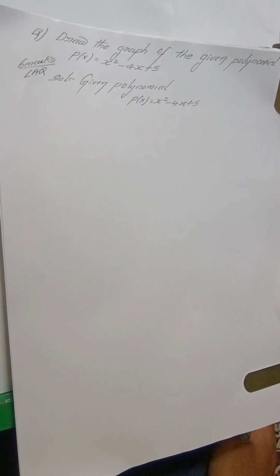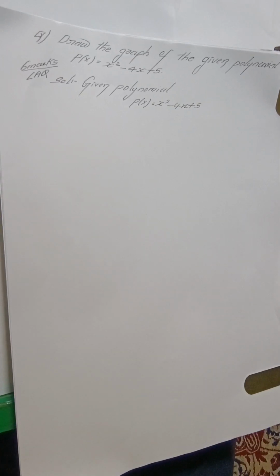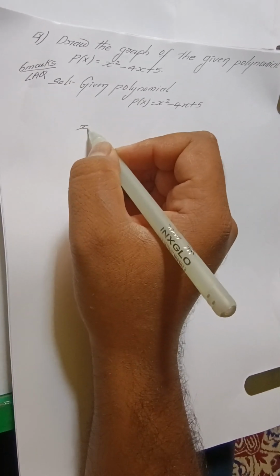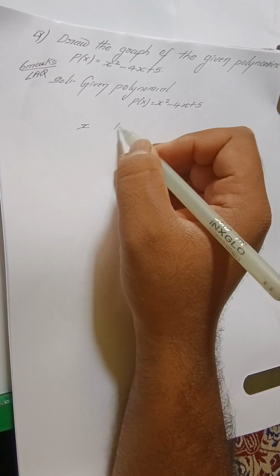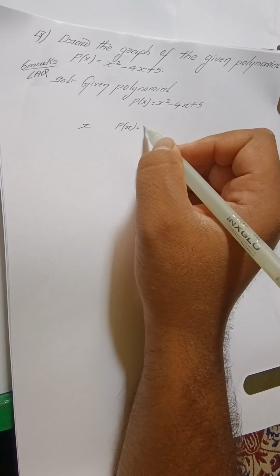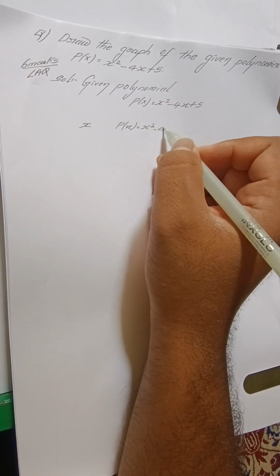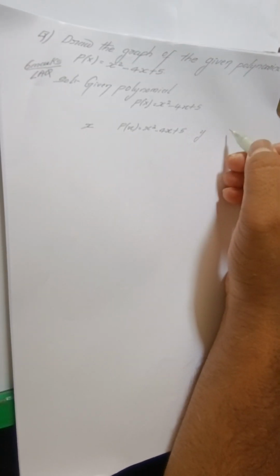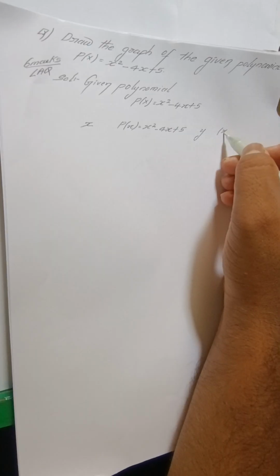What do we have to do in this case? We have to draw the graph. When we draw the graph, first we have to find the values of x and y, because we need the values of x and y for drawing the graph. So firstly I will make a small tabular column in which I will take the values of x. Then I will put the equation, p of x is equal to x square minus 4x plus 5. Here I will write the value of y, and at the end I will write the value of x comma y. In this way I will solve this problem.